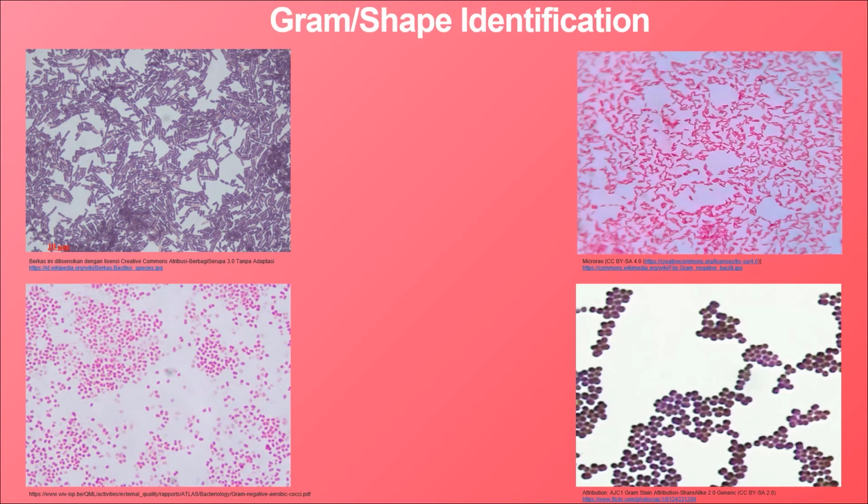I'm going to give you 10 seconds to just pause this recording and then to come up with an answer. It is gram positive. So you can see here it has this purple staining where the crystal violet dye has been trapped within that bacteria.